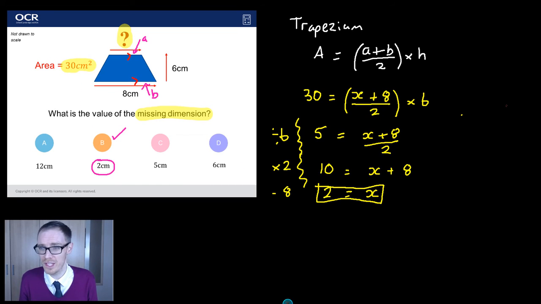So let's go through these in turn quickly. What about A, 12 centimetres? Where the flipping heck has 12 centimetres come from? Well, it's an interesting one, this. I reckon this comes from a bit of a misuse of the formula.